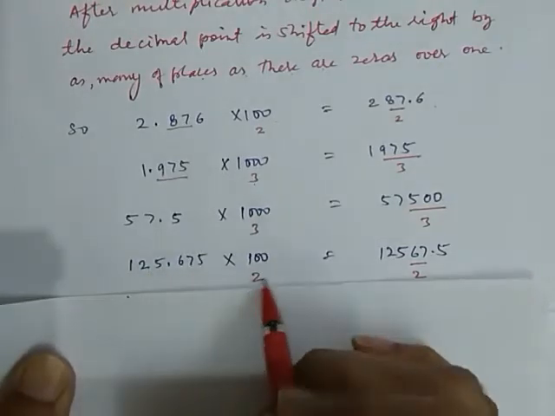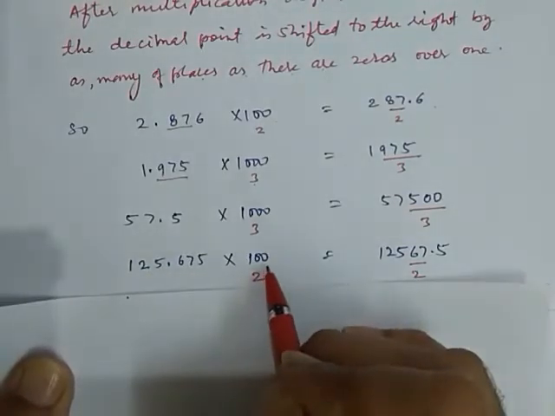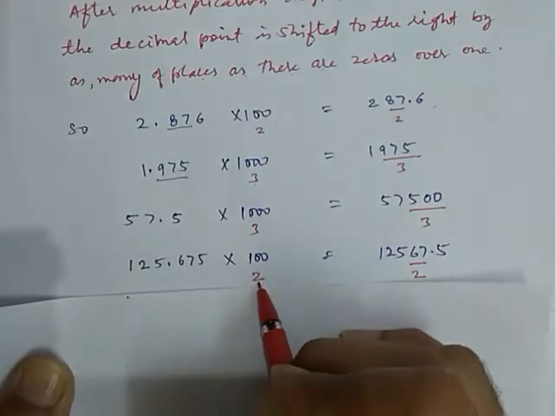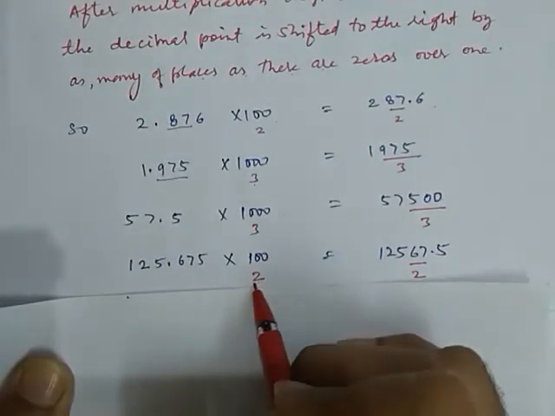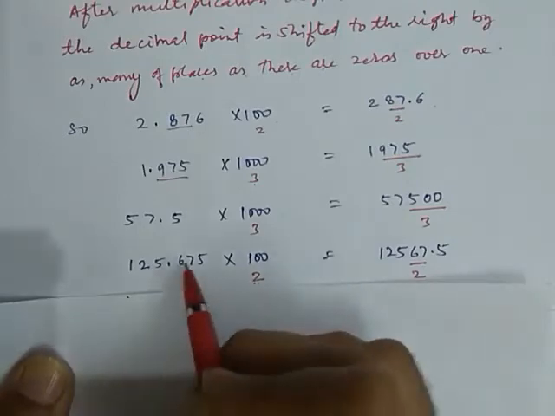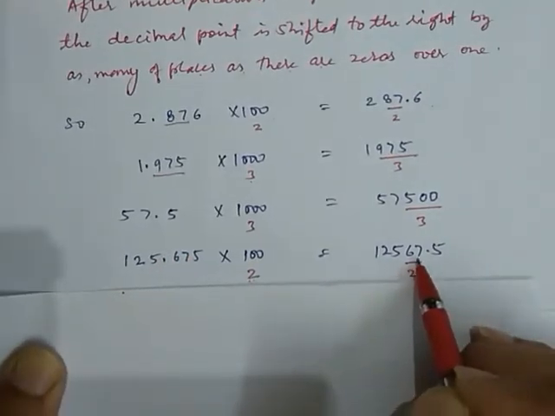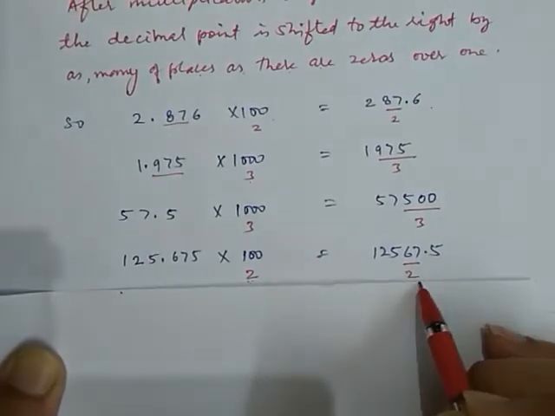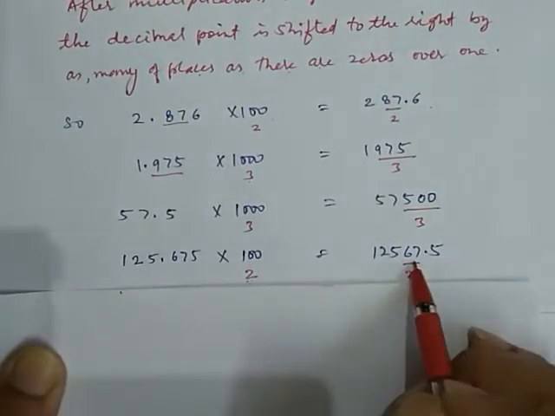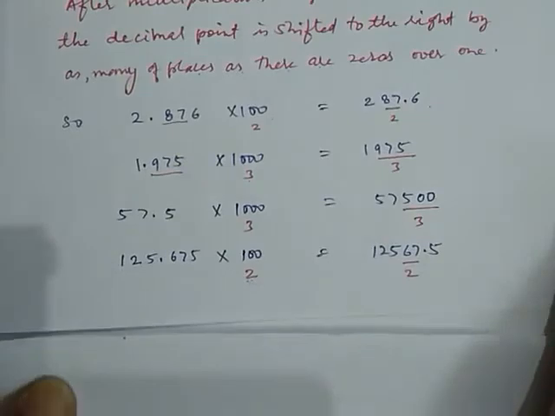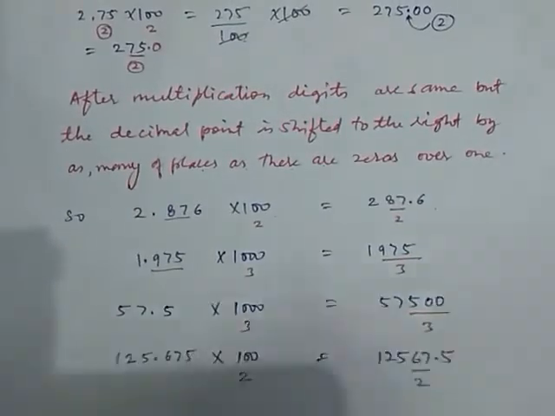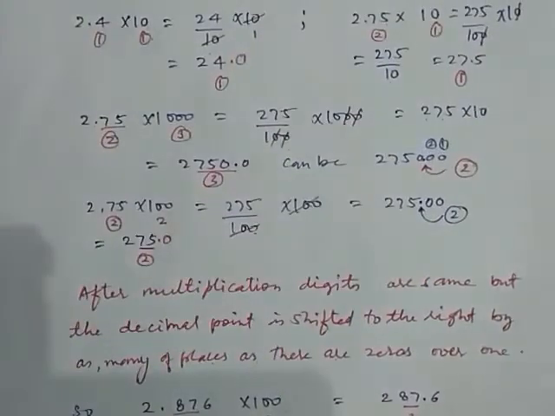We take one more example. 125.675. Here in 100 there are 2 zeros, so we count 1, 2 and shift the decimal by 2 places. Here is the 2 place, and we put the decimal here, so directly we can write this, okay. Now we learn some other things.